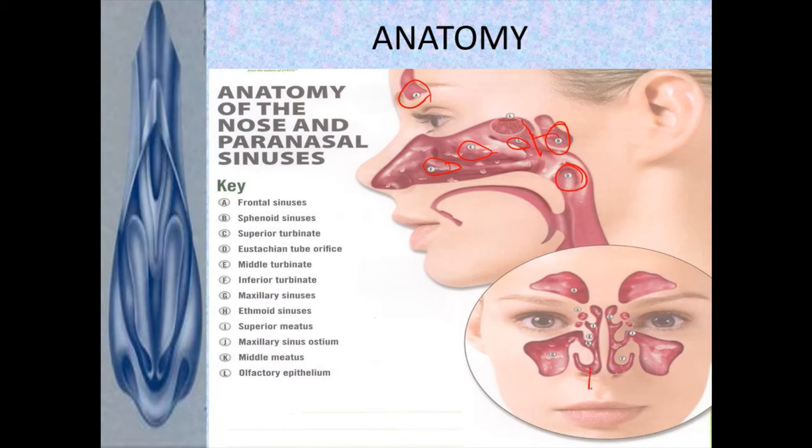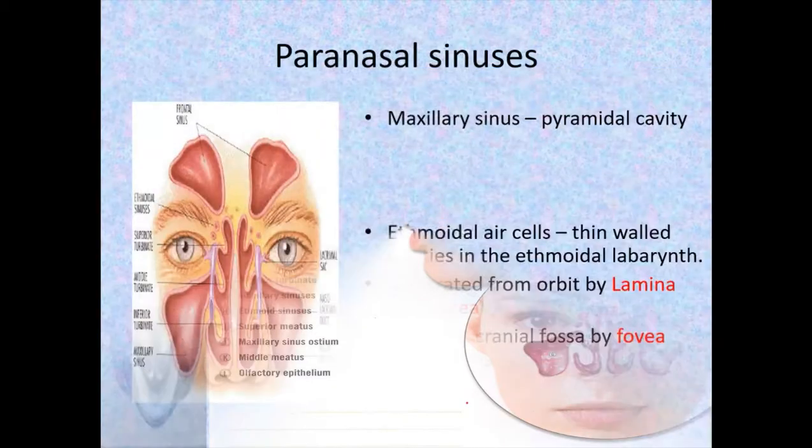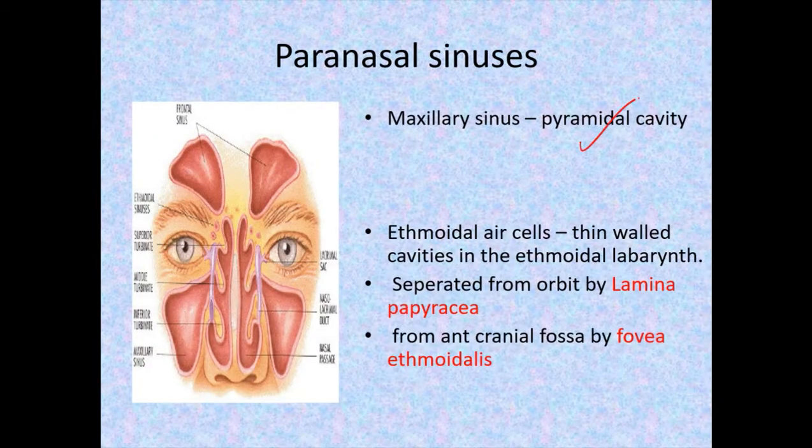More common is the lateral nasal wall, and the maxillary sinus is the most common. Number one is the lateral nasal wall, next is the maxillary sinus. So cancers are more common here. The maxillary sinus, as you know, is a pyramidal cavity.